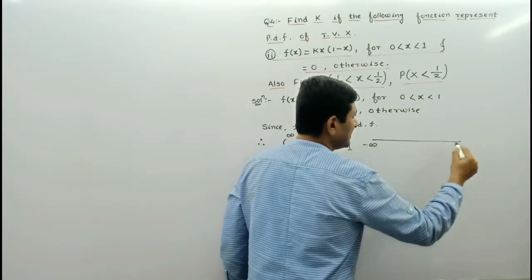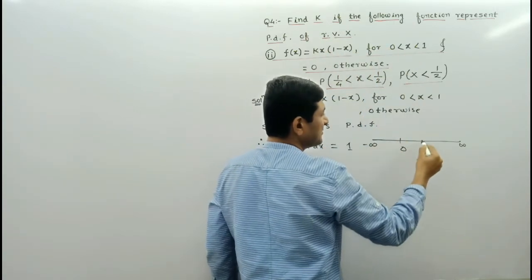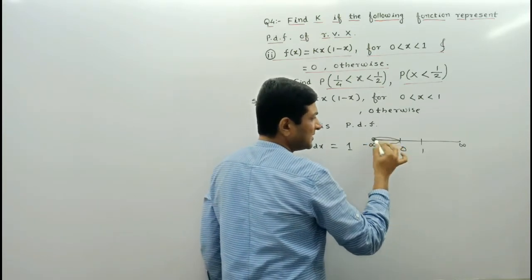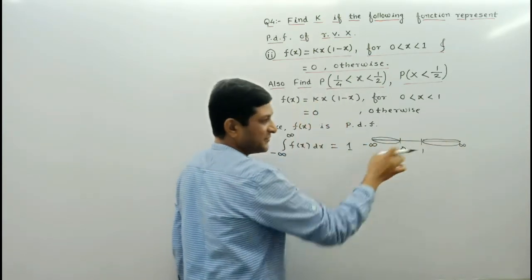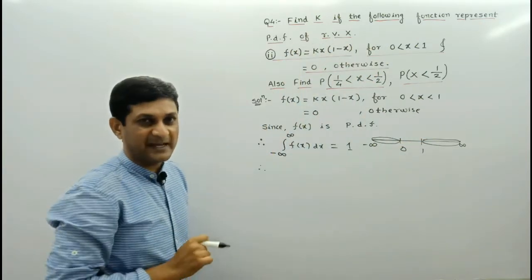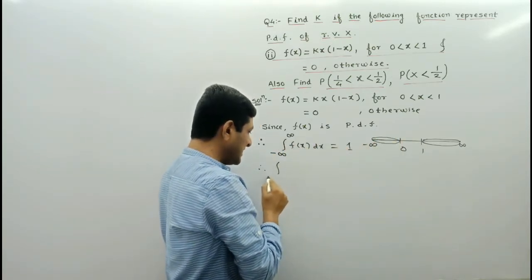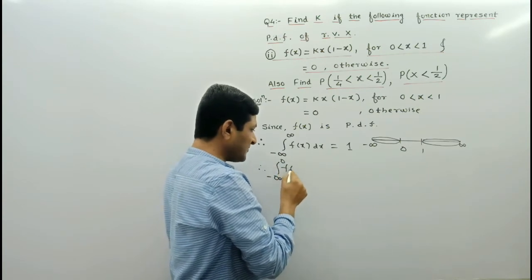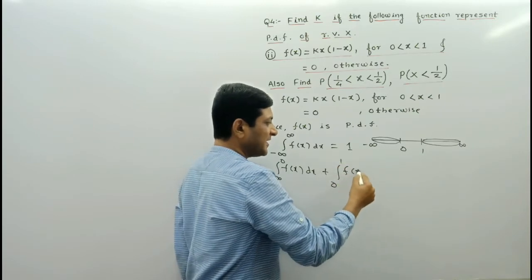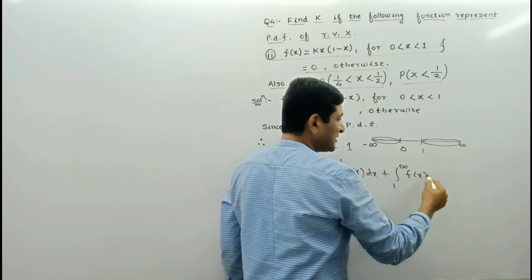Interval is from minus infinity to plus infinity. Here we can observe that this is the value of f of x if x lies in between 0 and 1, and otherwise value of f of x is 0. Means in this part and in this part value of f of x is 0, and in between 0 and 1 value of f of x is k into x into 1 minus x. So that's why we are splitting minus infinity to plus infinity as minus infinity to 0 f of x dx. What is the second part? 0 to 1 f of x dx, plus third part is 1 to infinity f of x dx.